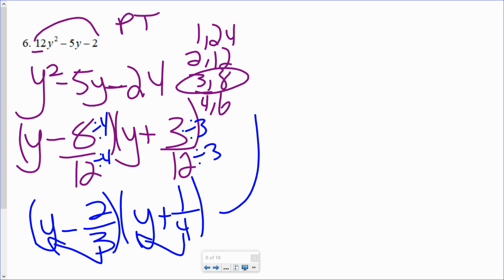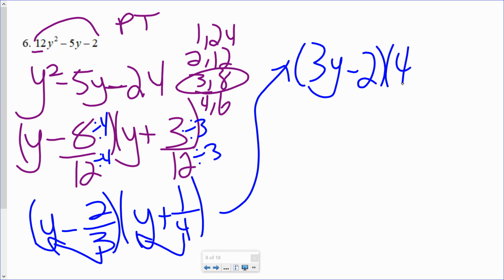Then the denominator goes in front. And your final answer, 3y minus 2, 4y plus 1. If I want to do a quick check, 3y times 4y is 12y squared.